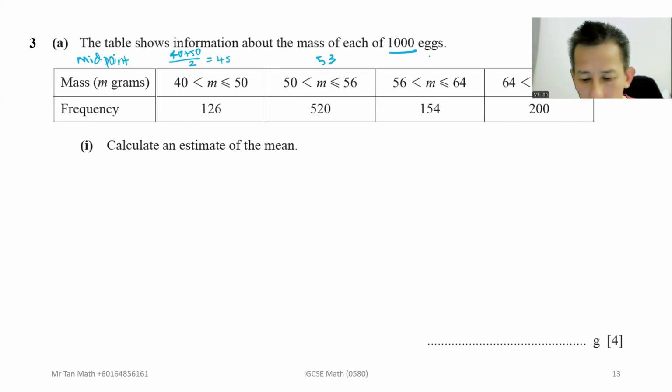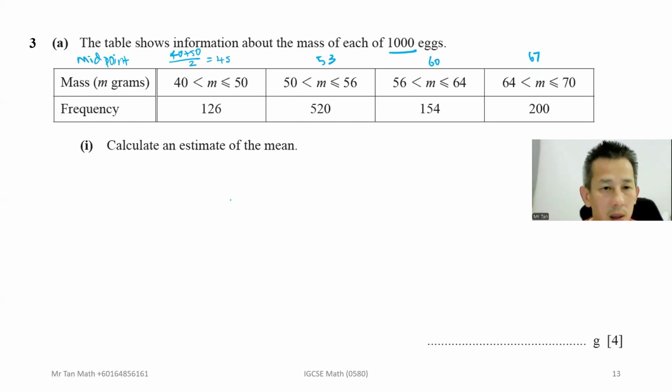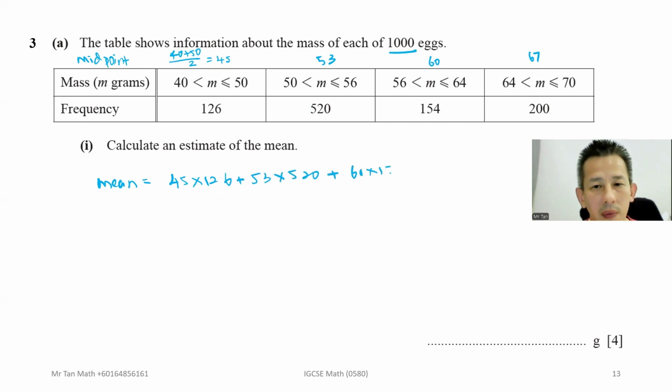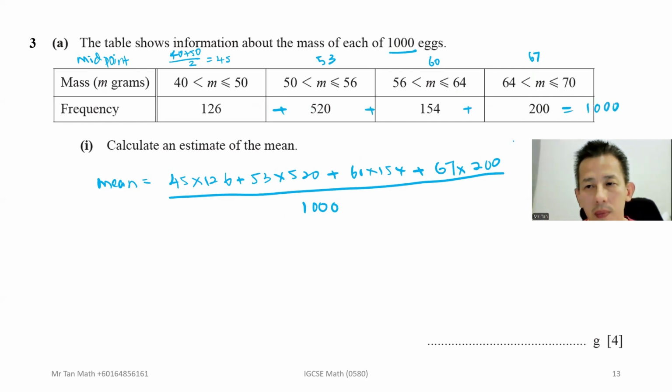This should be 53. This should be 60. This should be 67. Frequency. So the mean is equal to, you take the midpoint times the frequency, just plus. 60 times 154 plus 67 times 200. Everything you over 1000 because you plus everything here. You should get 55.87, or 55.9.